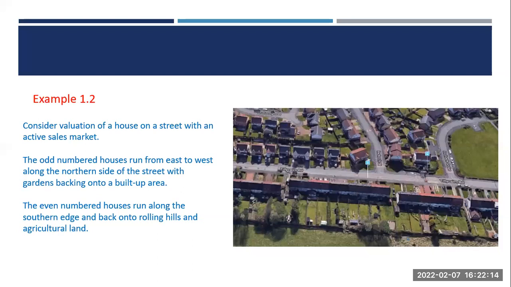We're looking at the valuation of a house on a street, and this street has a rather active sales market. I'm not sure how well you can see on this photograph, but to the south, or to the bottom of the picture, we have some clear fields. There's no buildings here at the end of the garden. And to the north, all the houses look onto built up areas, maybe other houses. Even numbered houses run along the southern edge, and the odd numbered houses run along the northern side of the street.